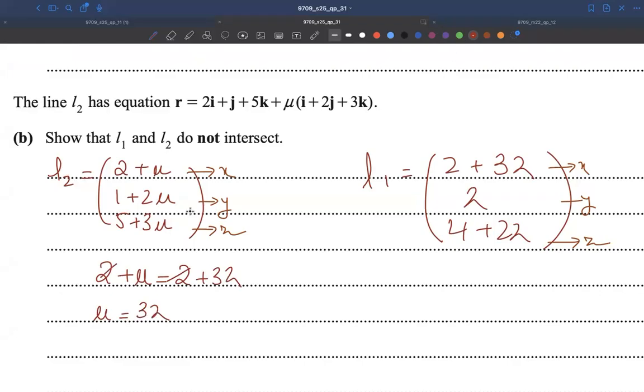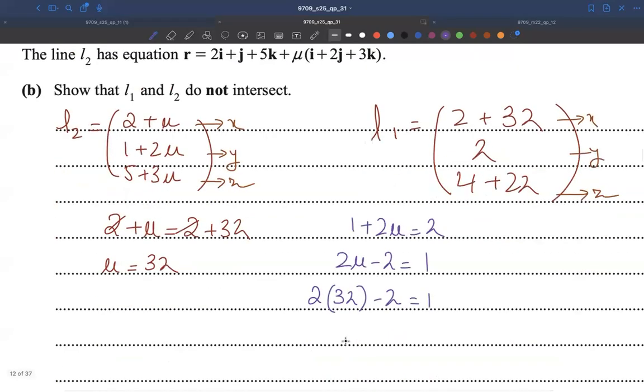For the second equation, we can write 1 plus 2 mu is equals to lambda, or 2 mu minus lambda equals to 1. So mu is equals to 3 lambda, we'll get 2 mu minus lambda. In place of mu, we can write 3 lambda. So this will become 2 into 3 lambda minus lambda equals to 1. And then this will become 6 lambda minus lambda is 5 lambda equals to 1. So lambda equals to 1 upon 5. Once we have the value of lambda is 1 upon 5, mu would be equals to 3 upon 5.